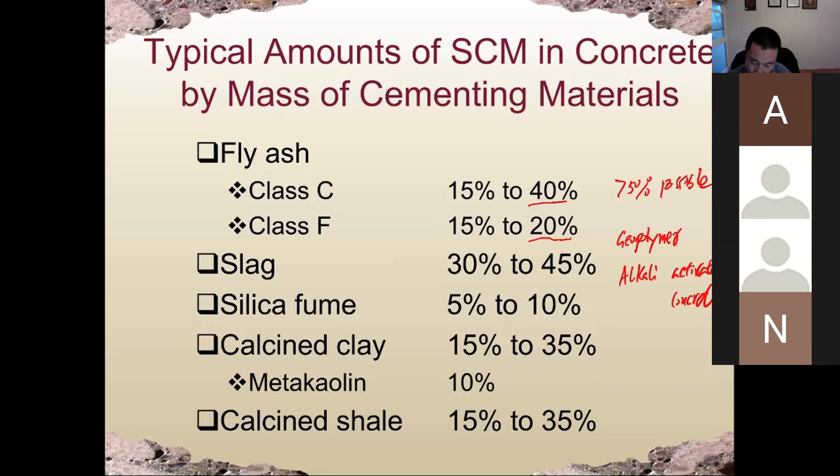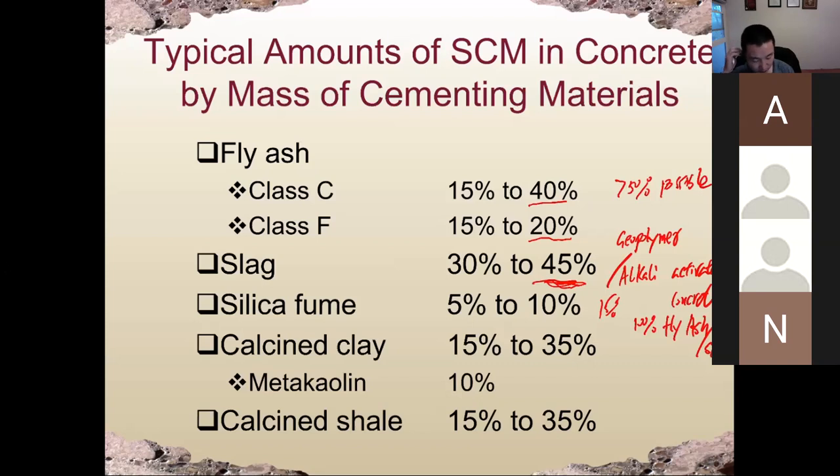we can use up to 100% of fly ash or slag. Again, this is just a typical number. For slag, because slag has both hydraulic and cementitious properties, we can use a higher percentage. For silica fume, normally 5%, 10%, sometimes 15% or even higher is possible.